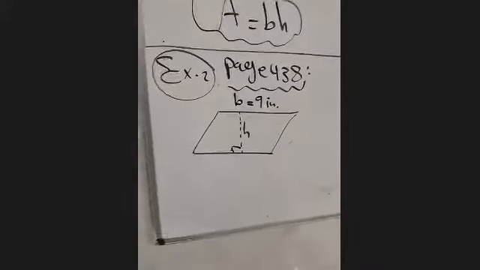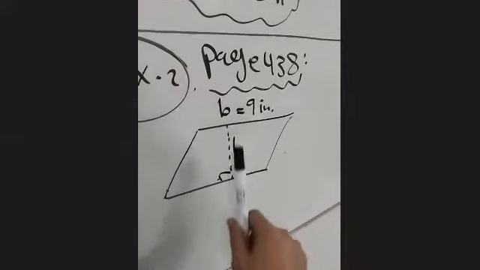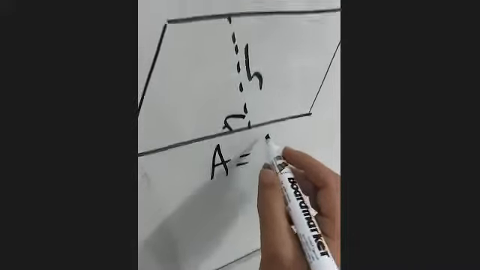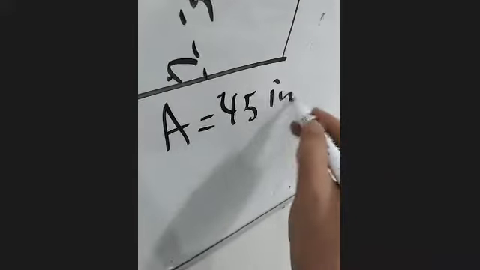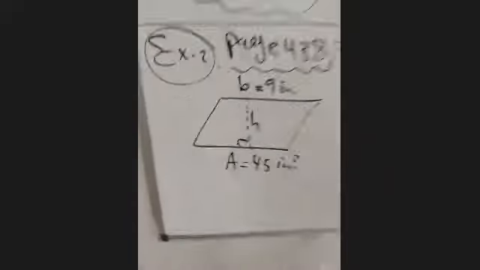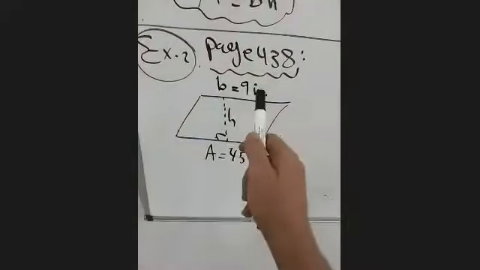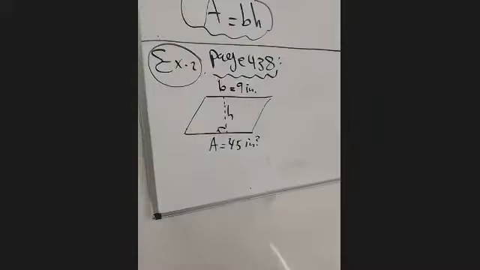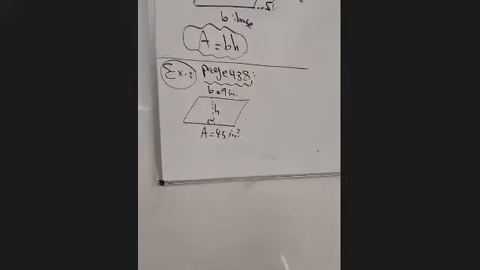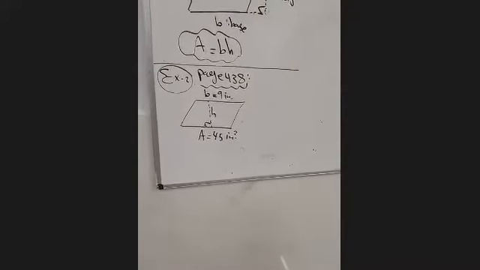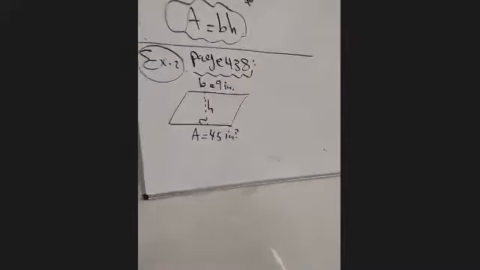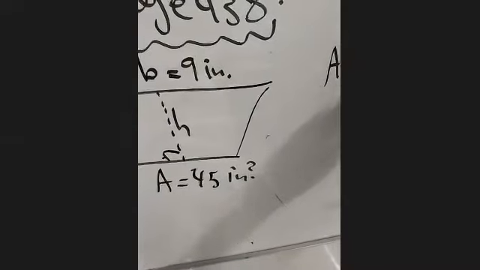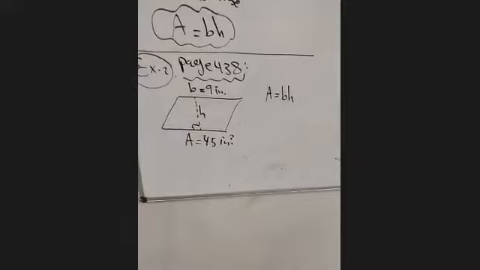So here, guys, the base is 9 inch, the height is unknown, and given the area, how much? 45 inch to the power 2. So here, guys, the area is given, the base is given, and they want from us to find the missing dimension, which is the height. So what's the first step, Abdul Hamid? The first step, we will write the formula. So first step, guys, always and forever, you write the formula.